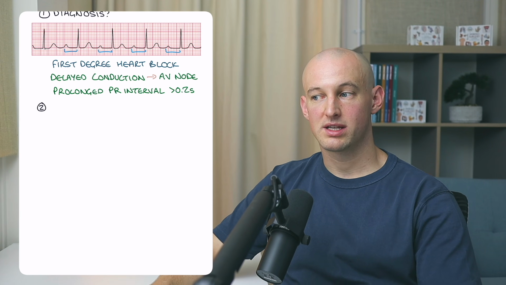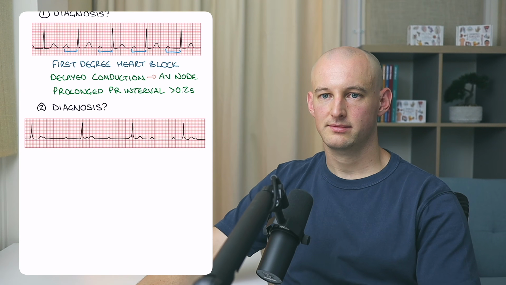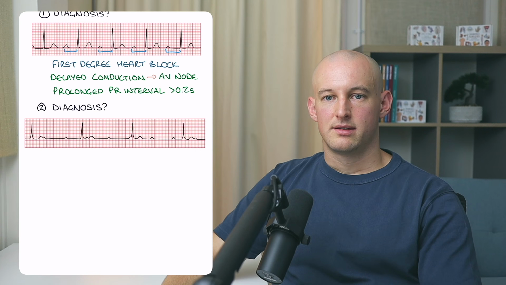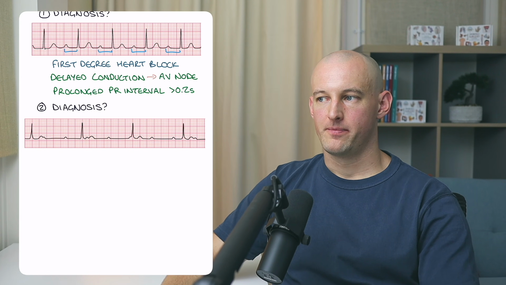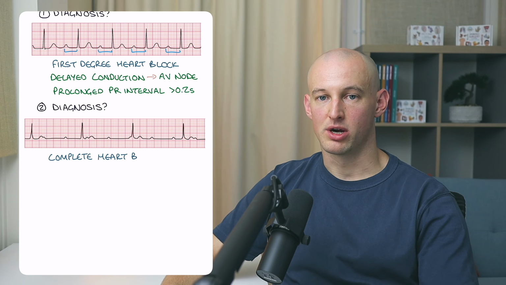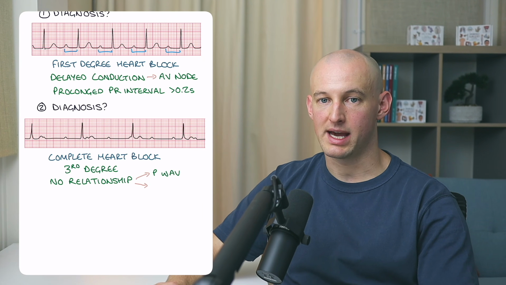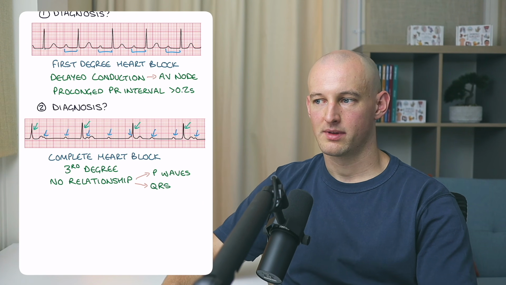Question 2. What's the diagnosis based on this ECG? This ECG shows complete heart block, which is also known as third-degree heart block. And you can see there's just no relationship between the P waves and the QRS complexes. They're all just completely separated from each other.